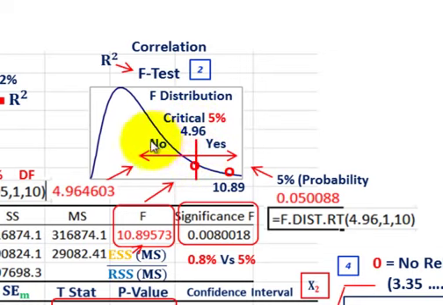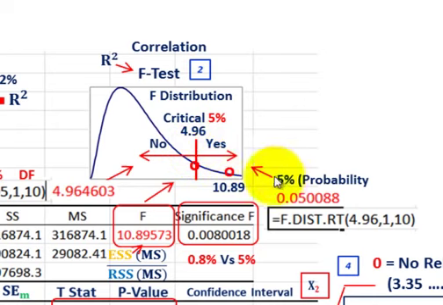If it was less here, then no, we wouldn't be passing our F test. If it was, say, 3, 2, or 1, or anything less than 4.96, then no. We're sitting at 10.89, so yes, based on our F test, our R squared gives us that correlation between what our X independent variable is explaining, the variation in Y.